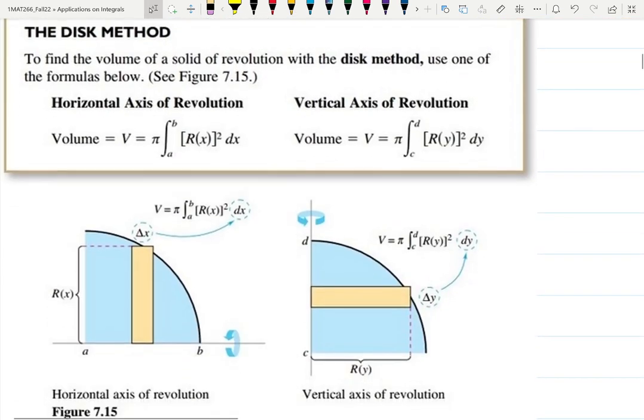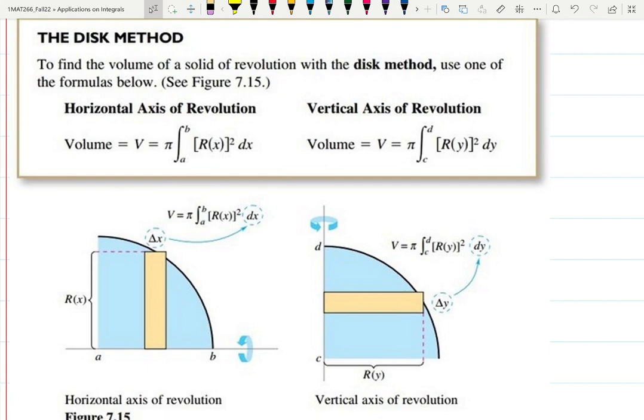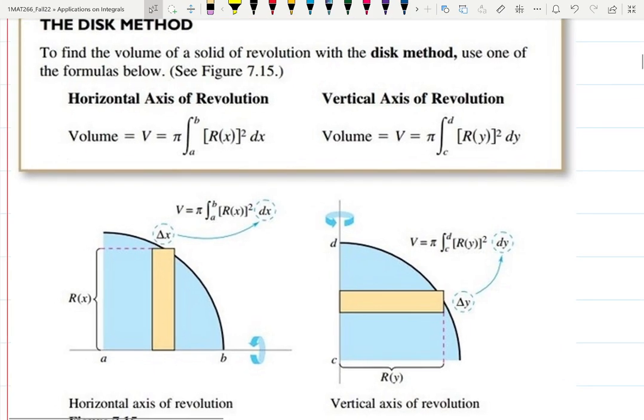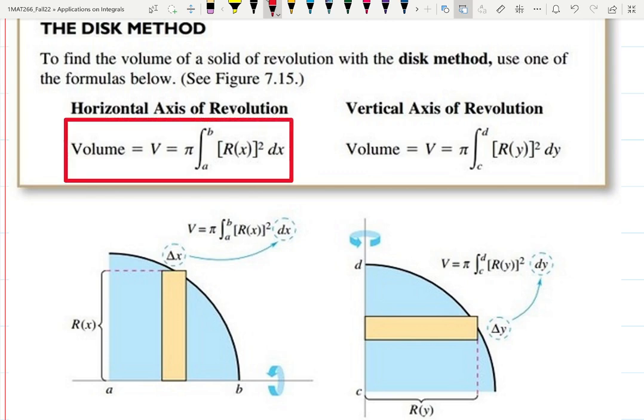Finally, this is a beautiful picture. If you did not like my pictures, you don't have to copy this because it's exactly what we just wrote. It's not new. But if you did not like my pictures, here are the beautiful copy-paste pictures. To find the volume of a solid of revolution with the disk method, use one of the formulas below. Horizontal axis of revolution is pi r squared from A to B. And vertical axis of revolution is pi r squared from C to D. The first one is dx, the second one is dy.